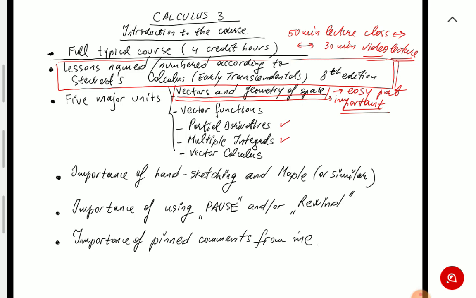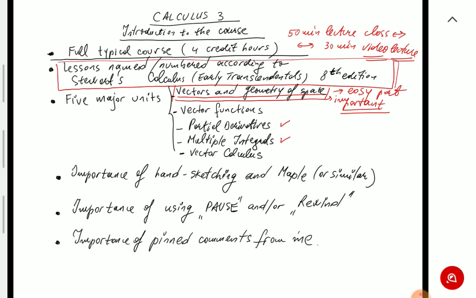Next topic is vector functions, and we can actually split these units. There's just some rain outside. No, I hope this is not going to ruin my video. Might be a little bit of a strange sound when I go over this.